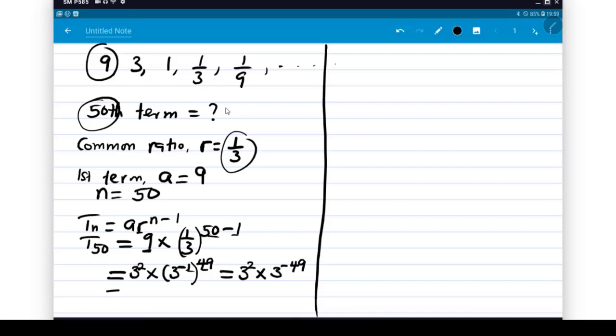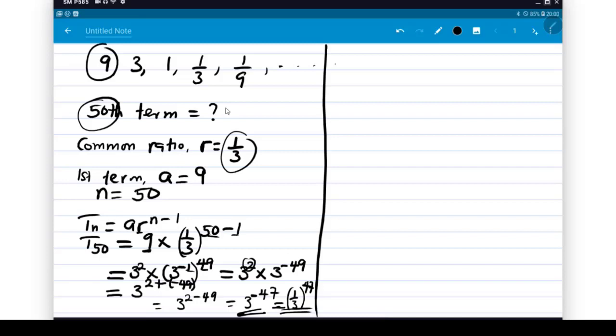And for my rules of exponents or indices, this means 3 raised to the power 2 plus minus 49. That will give us 3 raised to the power 2 minus 49, which will be 3 raised to the power minus 47, which you can write as 1 over 3 raised to the power 47 as our 50th term. Okay, 3 raised to the power minus 47 or 1 over 3 raised to the power 47. That will be our 50th term using the formula.